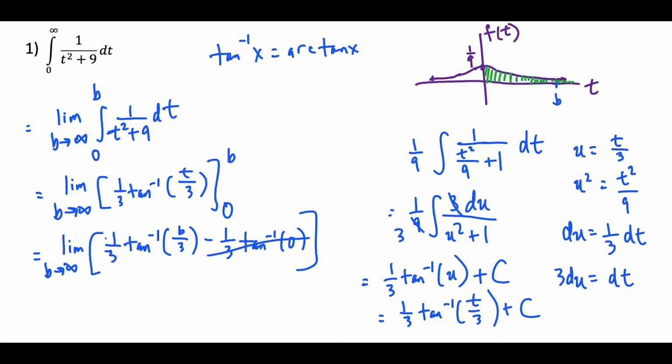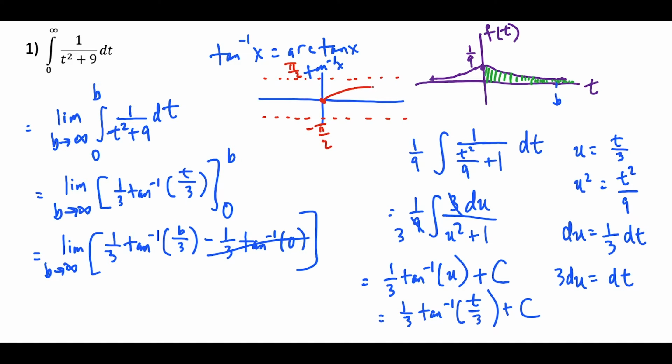It doesn't matter. Now here, what we have to know to be able to evaluate this limit, I prefer to look at the graph of tangent inverse. And if you look at the graph of tangent inverse, it has 2 horizontal asymptotes. It has a horizontal asymptote at pi over 2, and it has another horizontal asymptote down here at negative pi over 2.